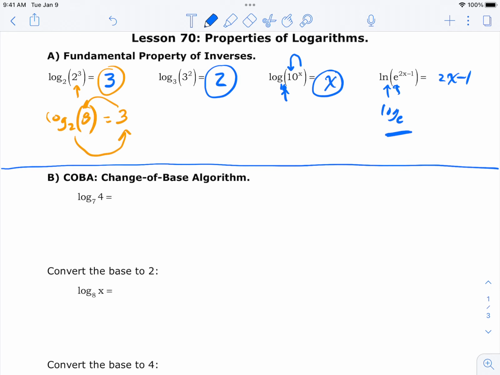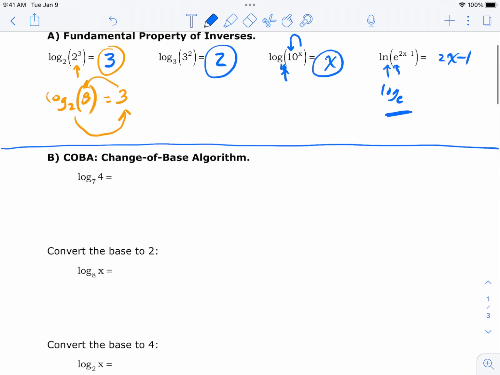Okay, so I got that one first because it's one of the most important properties. I want to do this one second. It's also an important property. I call it COBA. That's what I call it. But it stands for change of base algorithm, which is more of its official name. The change of base algorithm. How does this work? Well, in the old days, how would you evaluate something like that?